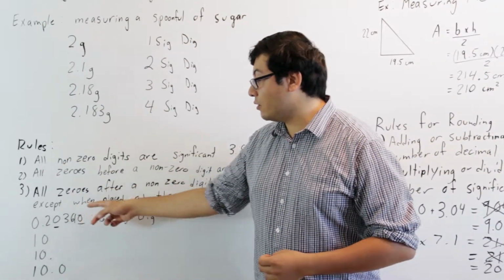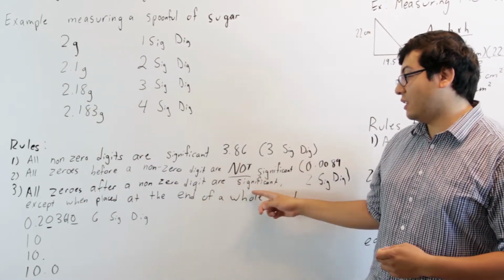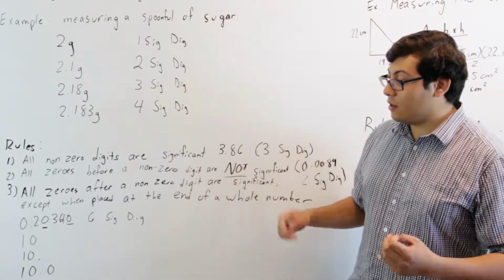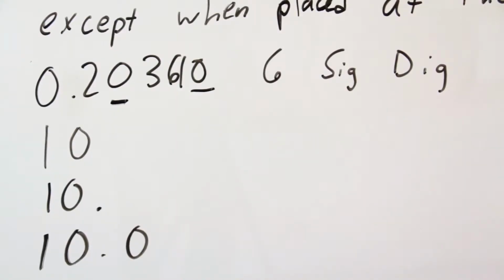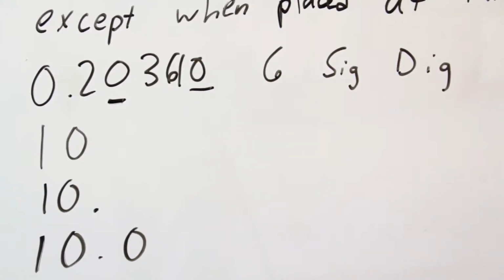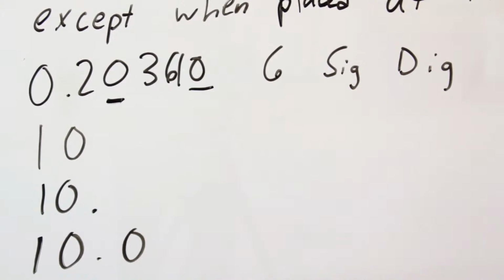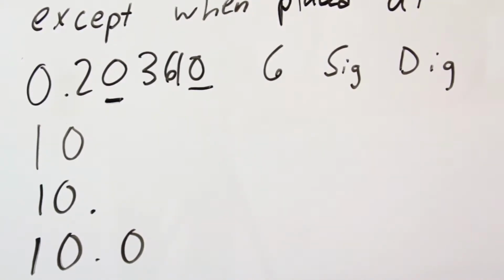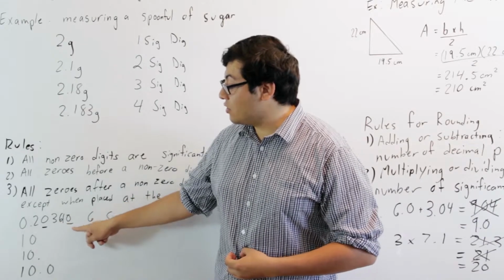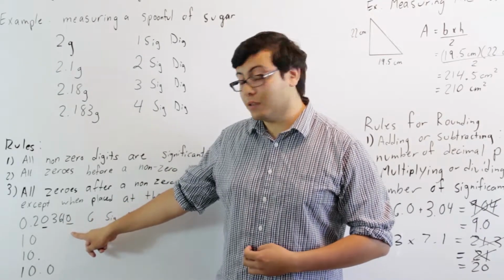The last rule is all zeros after a non-zero digit are significant except when placed at the end of a whole number. One example would be 0.203610. These 2 digits are significant because this number would be different if I removed that 0, and this 0 is required at the end to tell you that I've actually measured it to a higher degree of accuracy.